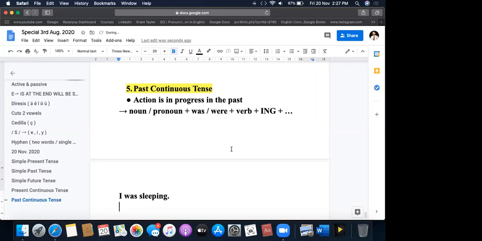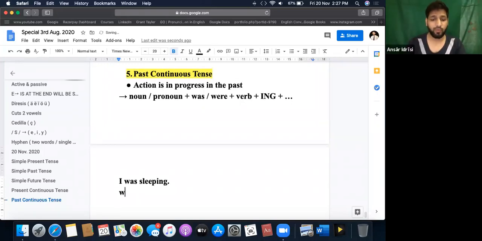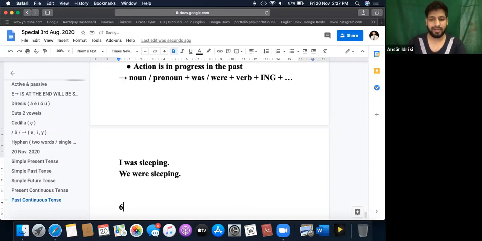Next one. He was sleeping, she was sleeping, it was sleeping. Next one, we. We is what? Plural pronoun. Plus were. We were plus verb. Verb plus ing. We were sleeping. You were sleeping, they were sleeping. Correct? Next tense. Next tense is what?